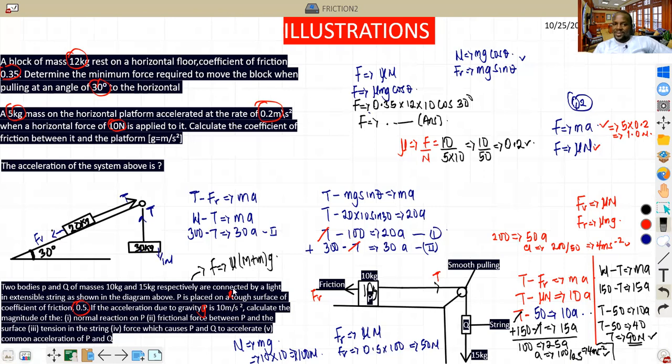That is the only technical question here, which most of you might not be able to get. Mu, you already know, 0.5, is called the coefficient of friction. You add the two, 10 plus 15, that's 25, and multiply by g. That will be the answer to the force that will cause the two bodies to accelerate.